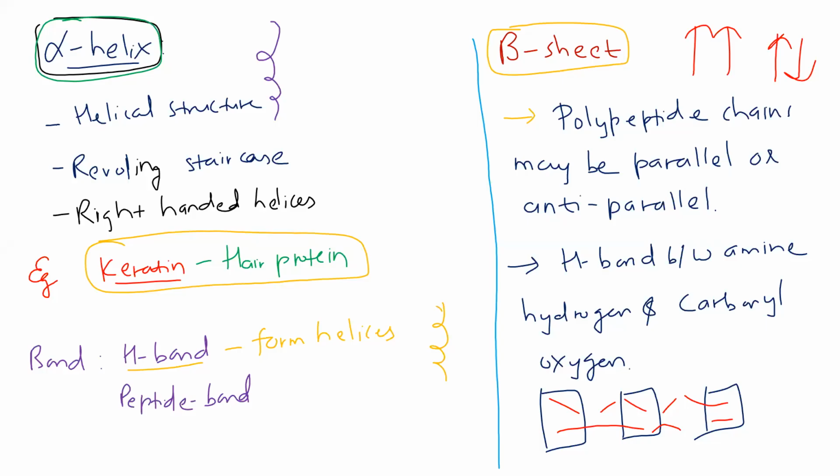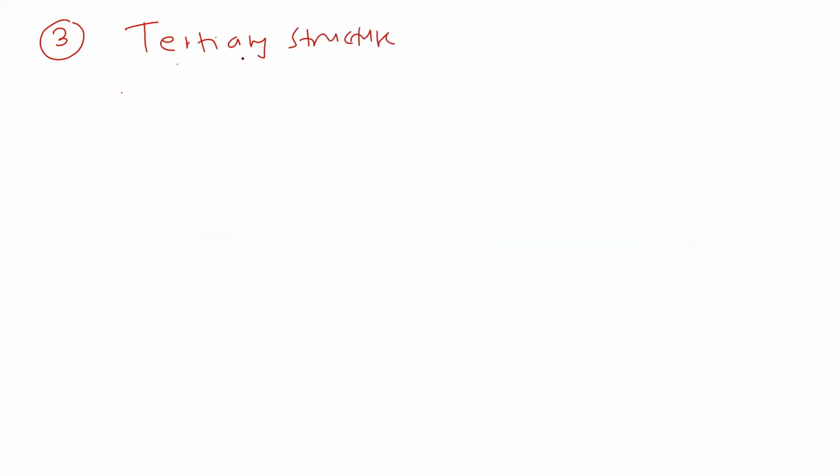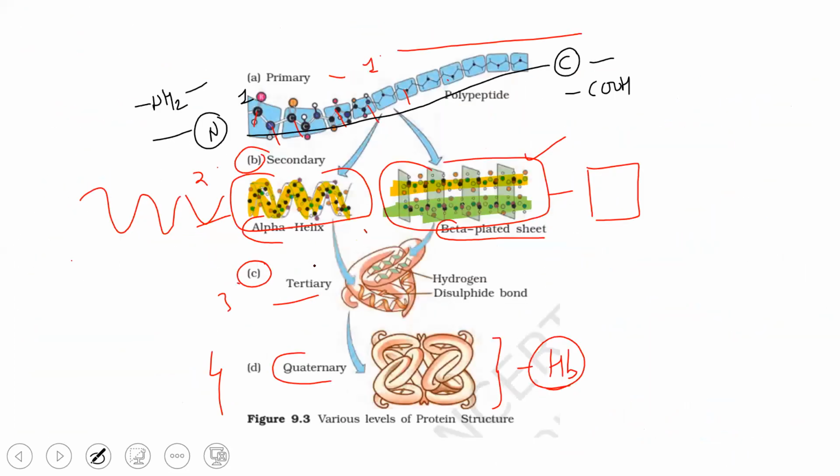So now we'll talk about the tertiary structure. The third level of conformation in proteins, or in folding, is what we call tertiary structure. As you can see over here, this is the tertiary structure. It has hydrogen and disulfide bonds. This one is more complex.